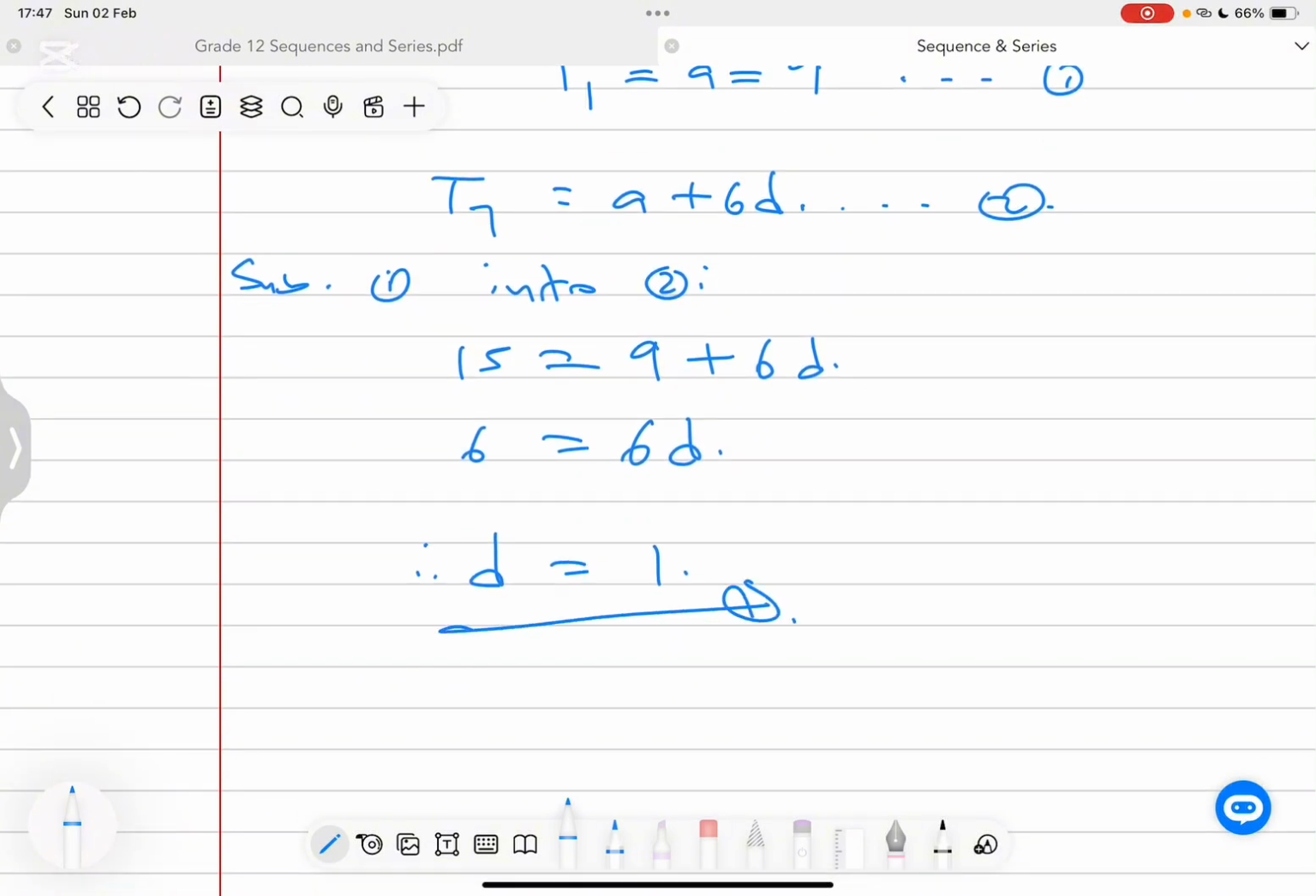So even if you don't have successive terms in a sequence, you can still be able to find the common difference.